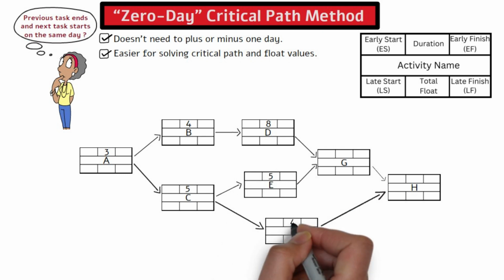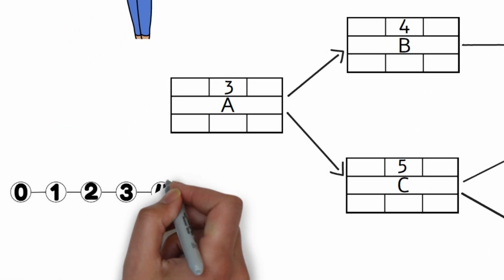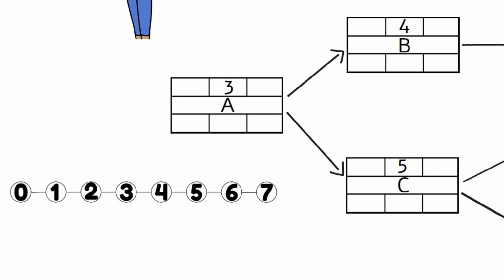To begin, let me draw the time box again with all the durations. Here is a timeline starting from 0. Using this approach, you count the days when you go from one day to the next. To keep it simple, let's assume that all activities finish at noon, and the next activity starts in the afternoon of the same day.